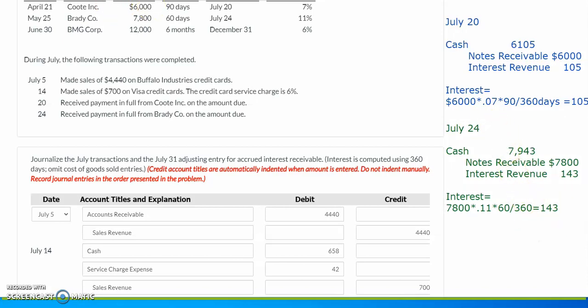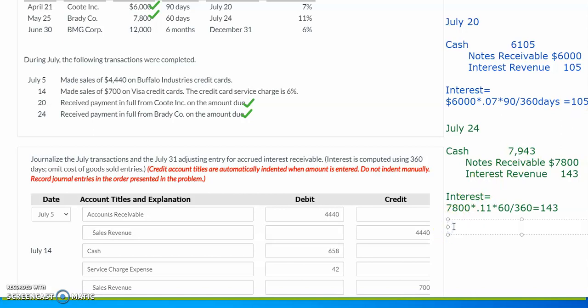So we're going to go ahead and note that both of these notes, this Coot note and this Brady note, were both paid in full. So the very last transaction that we have on July 31st is going to be for the remaining note. So we need to record one more transaction for that remaining note, and we're going to include that in our journal entries as well.